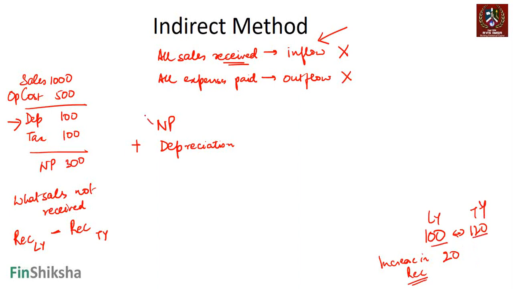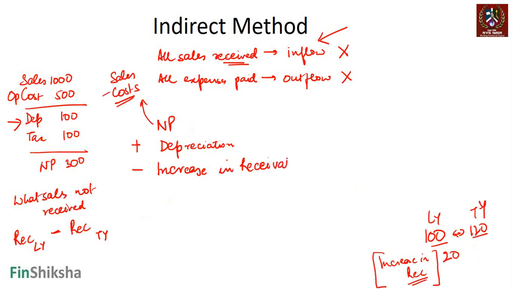But when we started, the net profit was sales minus costs. It assumed that all sales have been realized. So this 20 has not come in. You have to subtract this because we have already assumed it is included in the net profit, correct? So we have to subtract this 20 now. So what are we subtracting? We are subtracting 20, or in other words, we are subtracting an increase in receivables.